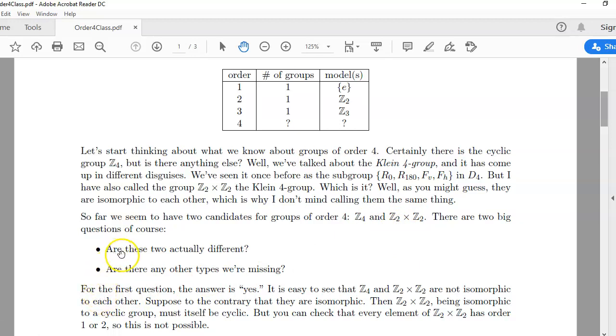So let's look at the first question first. Are these two groups actually different? Is Z4 perhaps isomorphic to Z2 cross Z2, or are they different? We hope they're different.